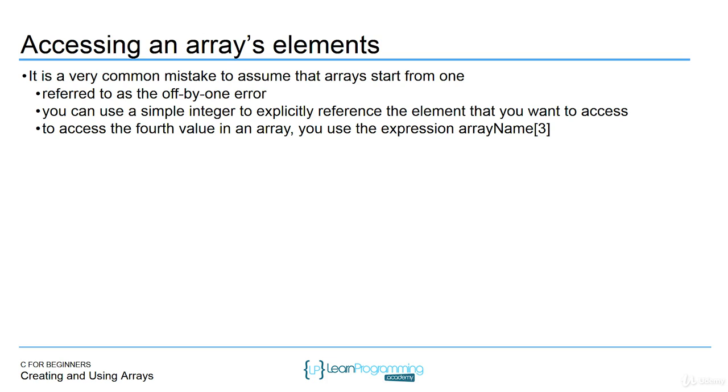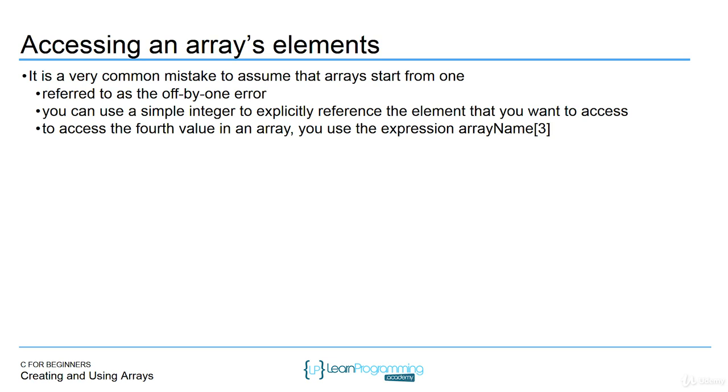It's very, very common to mistakenly try to access an array and be off by 1, because you think that they start at 1 and they don't start at 0. This is referred to as an off-by-1 error. You can use a simple integer to explicitly reference the element that you want to access.